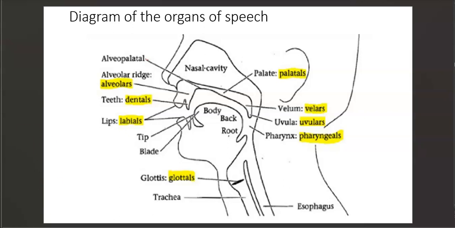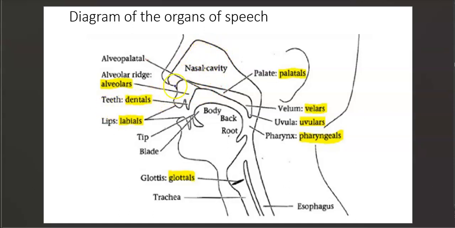So again, I've given you another image here because I want you as my class to really understand these organs. So I'll talk about the ones we talked about, okay. So now the nasal cavity is here. Look at it.